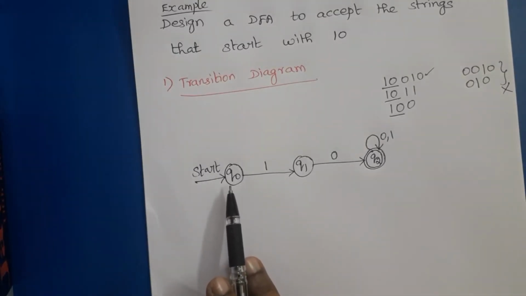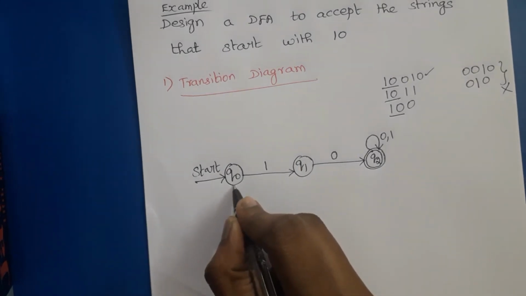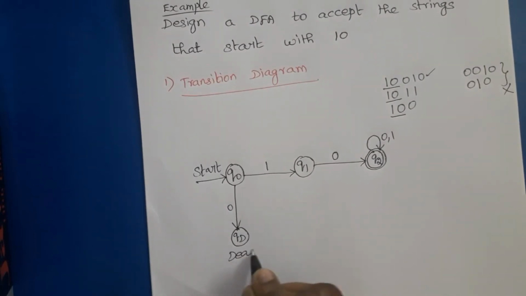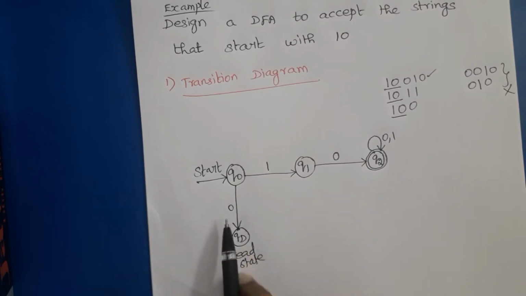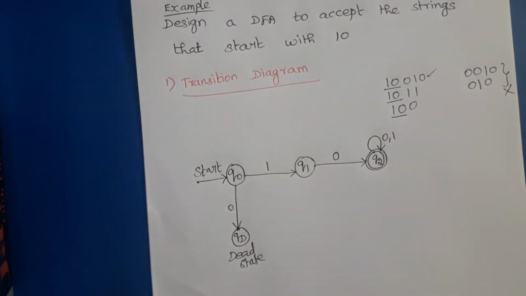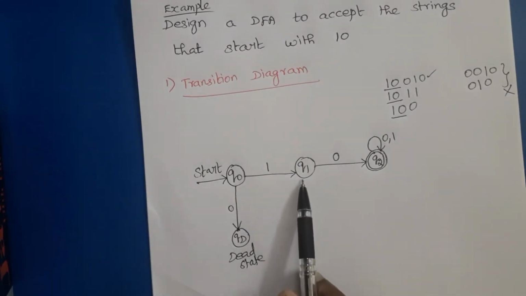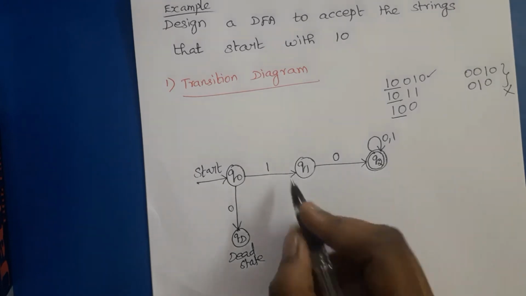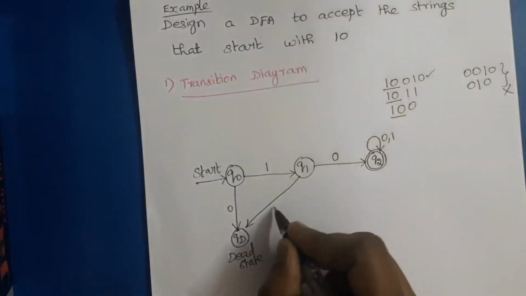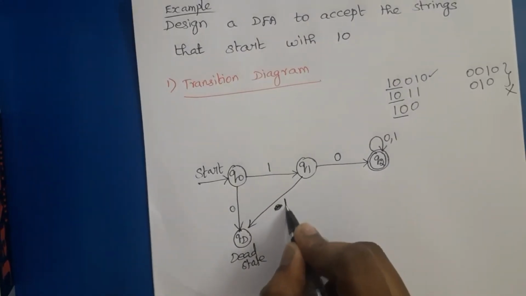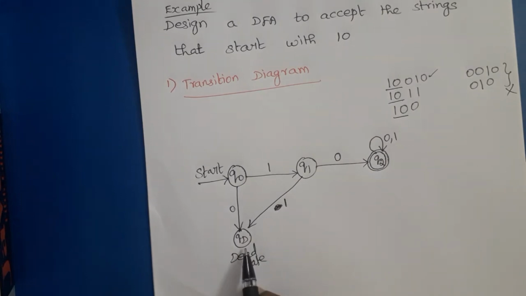And suppose from Q0, if 0 is the input symbol, then it should go to a dead state. We can write this as QD, the dead state. Or there is no need to draw this transition at all. Similarly from Q1, if 0 is the input symbol, the state changes to Q2. But sorry, for the input symbol 1, Q1 goes to the dead state.